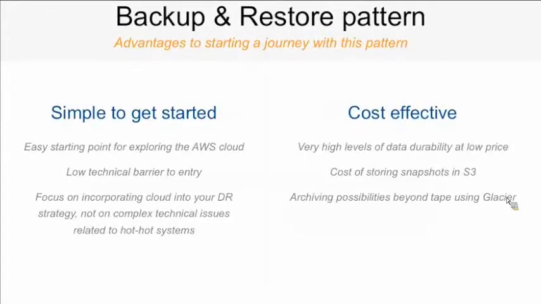Now, this is a very simple way to get started with AWS, a very, very low technical barrier to entry. And you can focus on incorporating cloud into your DR strategy without having to deal with complex technical issues that might be related to, for example, having those hot systems that are distributed across sites. You can access very high levels of data durability on Amazon S3, as we've already said, and the cost of storing snapshots in S3 is very low. And you can have archiving possibilities beyond tape by using a service called Glacier that we'll touch upon in a few moments.